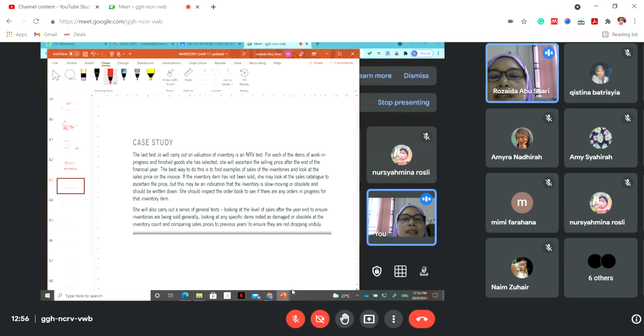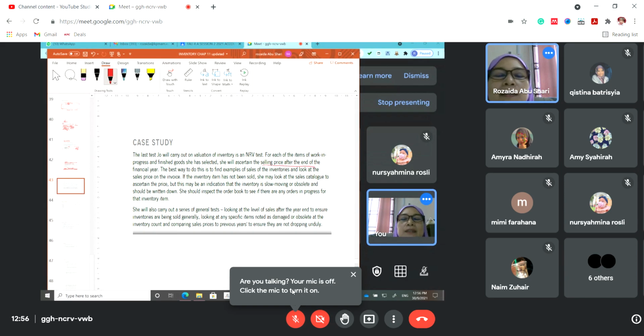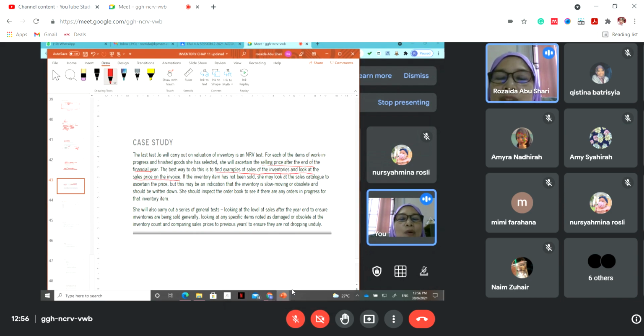So they ascertain the selling price after year end. The best way to do this is to find examples of sales of the inventories and look at the sales price on the invoice. So as we discussed just now, look at the sales price on the invoice. If the inventory item has not been sold, what should they do? She may look at the sales catalog to ascertain the price, but this may be an indication that the inventory is slow moving. So this is the indication of slow moving.